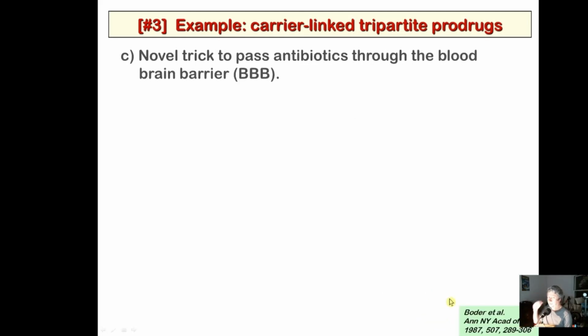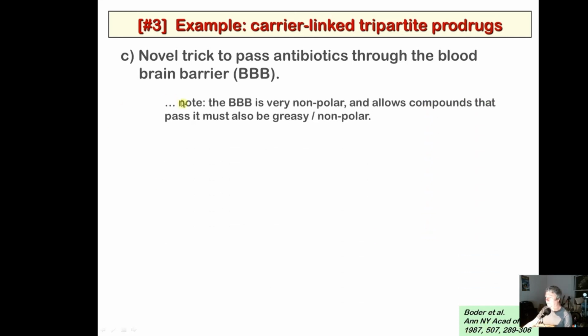This is actually a pretty cool trick to bypass, or to actually pass through the blood-brain barrier. This is a slight twist on that last method, and it's also used for antibiotics. This is an idea developed by Boder. His papers, Annals of the New York Academy of Sciences, 1987. All the references and all these PowerPoints are all on the iLearn site.